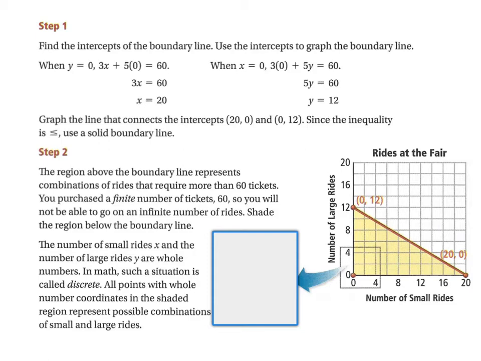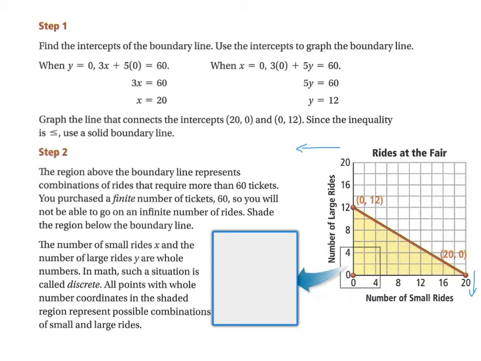And on the left-hand side of your graph, this way, are negative numbers. You can have negative small rides. And below this graph, this way, would be negative large rides. And that doesn't even make sense. So we just did it into the first quadrant. So this shaded area, this yellow shaded area, are all the different ways that you could ride the rides and not spend more than 60 tickets.